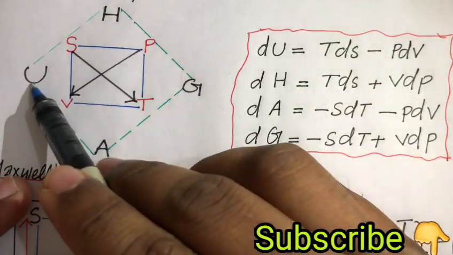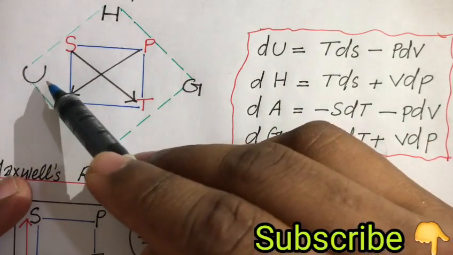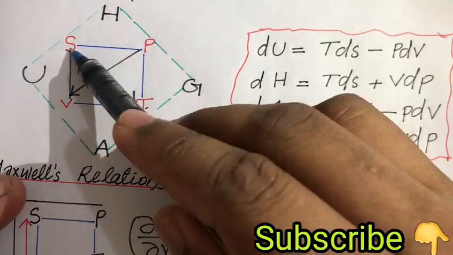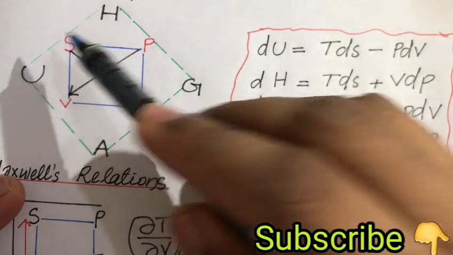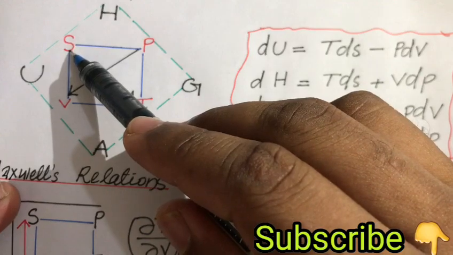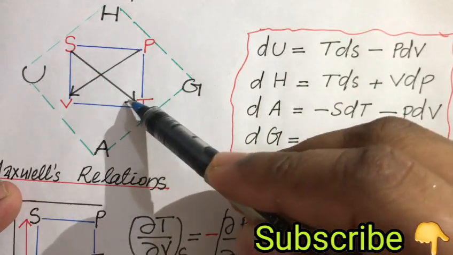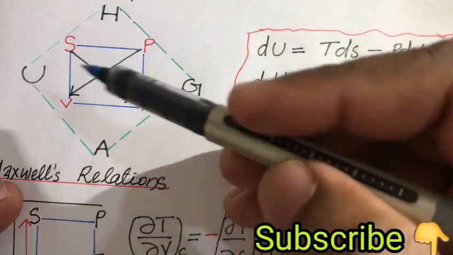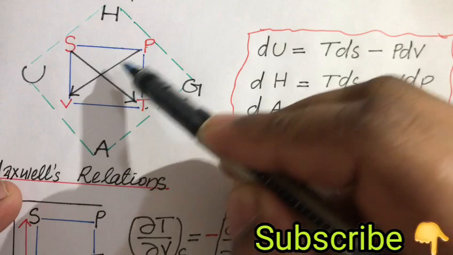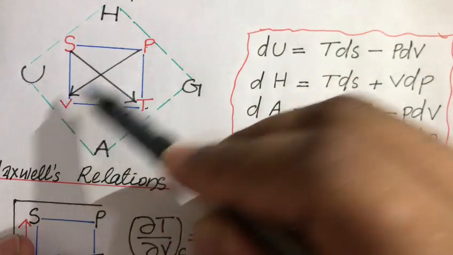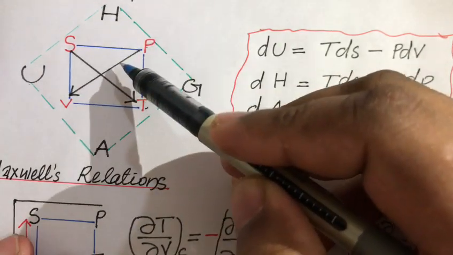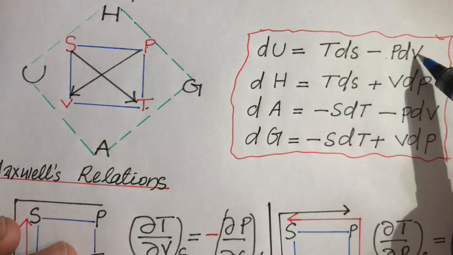dU is equal to TdS. S is the differential variable and T is the constant, and the arrow is towards the constant, so it is positive. Then minus PdV. Why minus PdV? It is dV with constant P, but the arrow is away from the constant, so it is minus PdV.